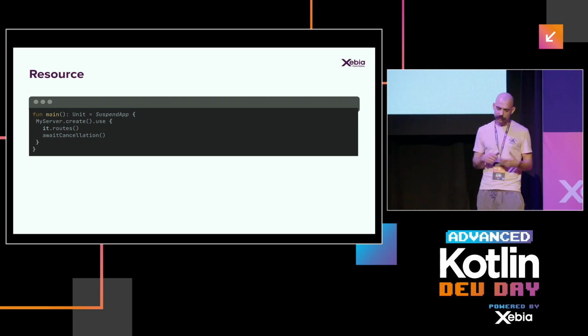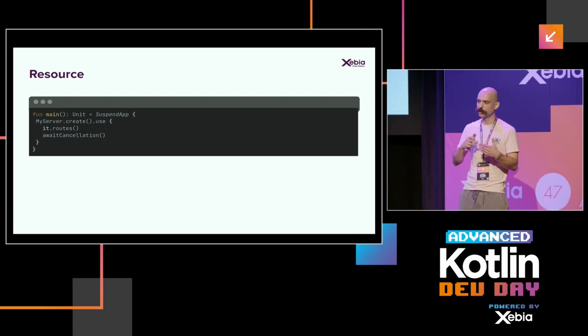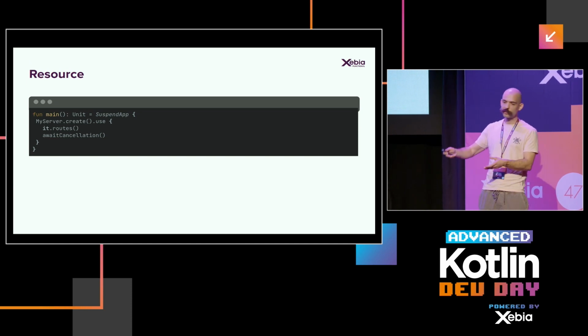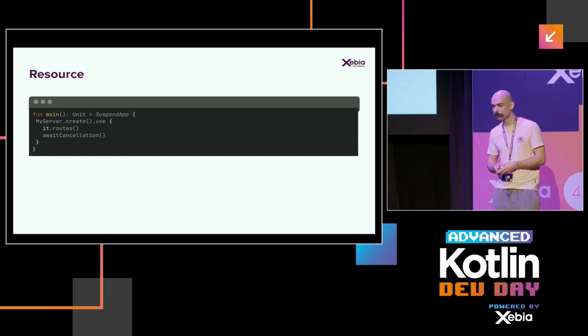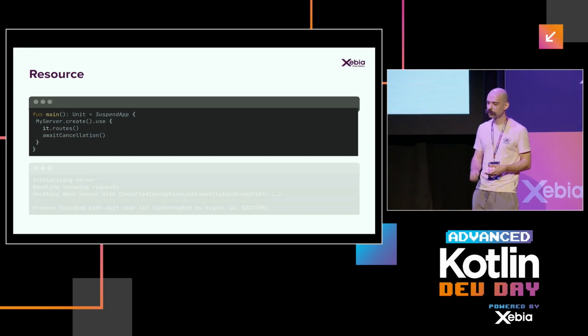So to come back to our original example, not a lot of things changed. Instead of calling the regular constructor, I'm now calling this create smart constructor. I'm still using the use method as before. I'm still using suspend app. I'm still using await cancellation.